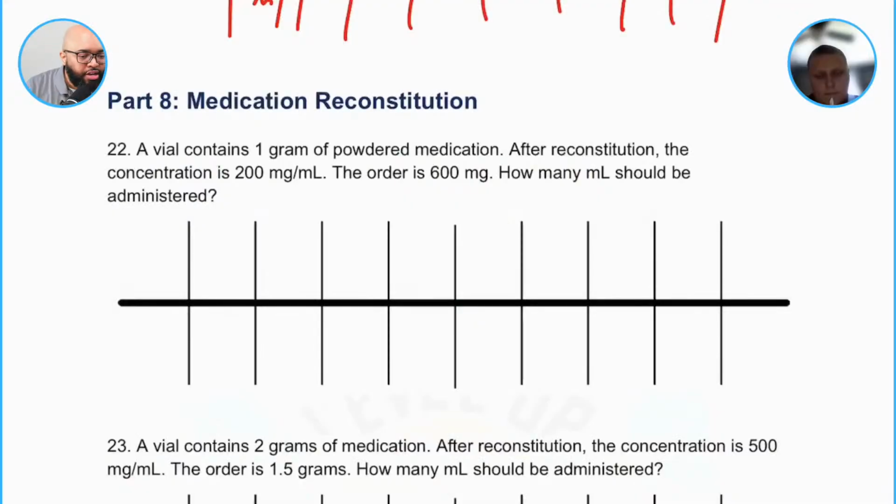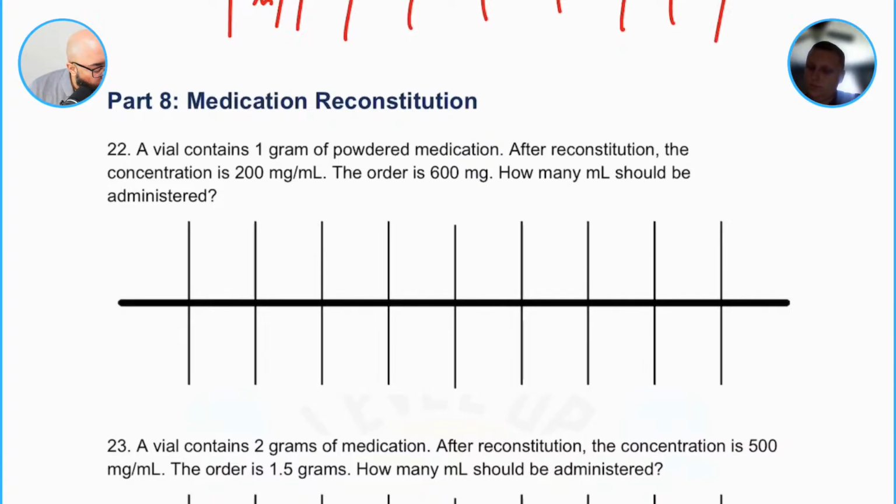And what we're saying is once you mix those two ingredients together, the new formula is going to have a certain concentration. So in this case, they say that after reconstitution, the concentration is, and they give us this information that a vial contains 1 gram of powder. In that case, we don't actually need this information in the calculation because we're not worried about powder. We only care once the powder has been mixed with the liquid. So once it's been mixed, our concentration is going to be 200 milligrams per ml. This is on number 22.